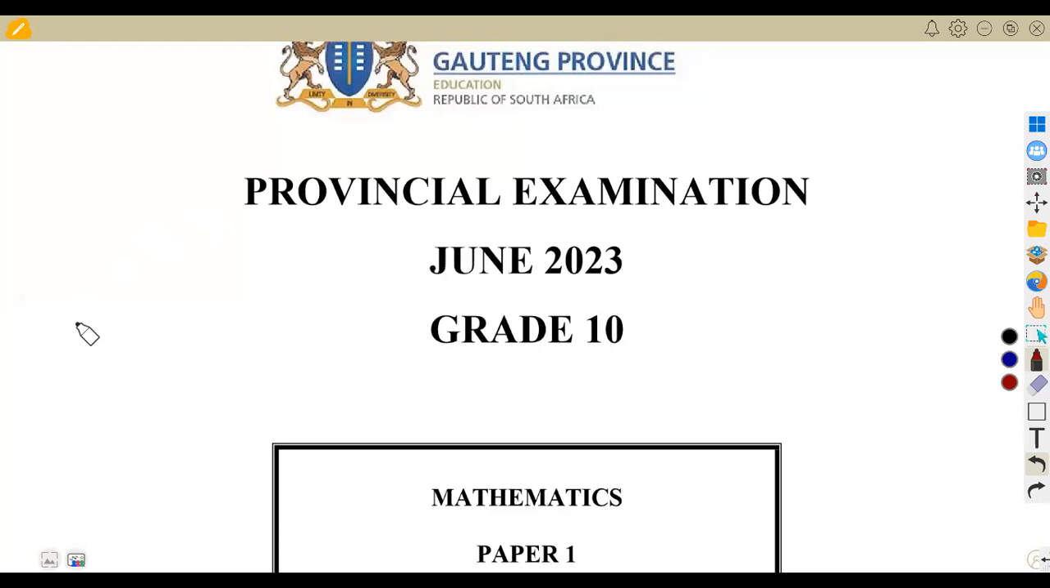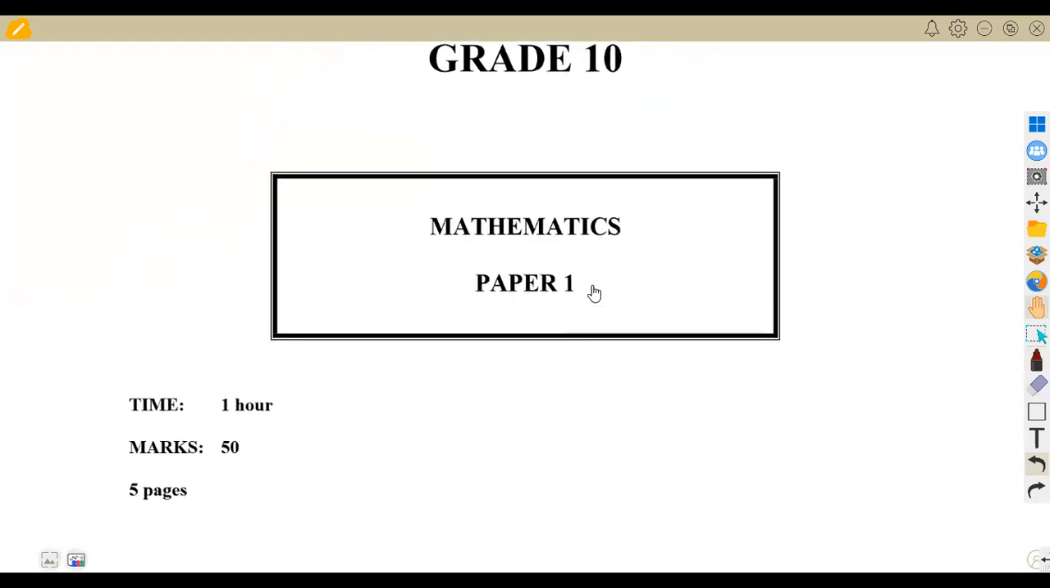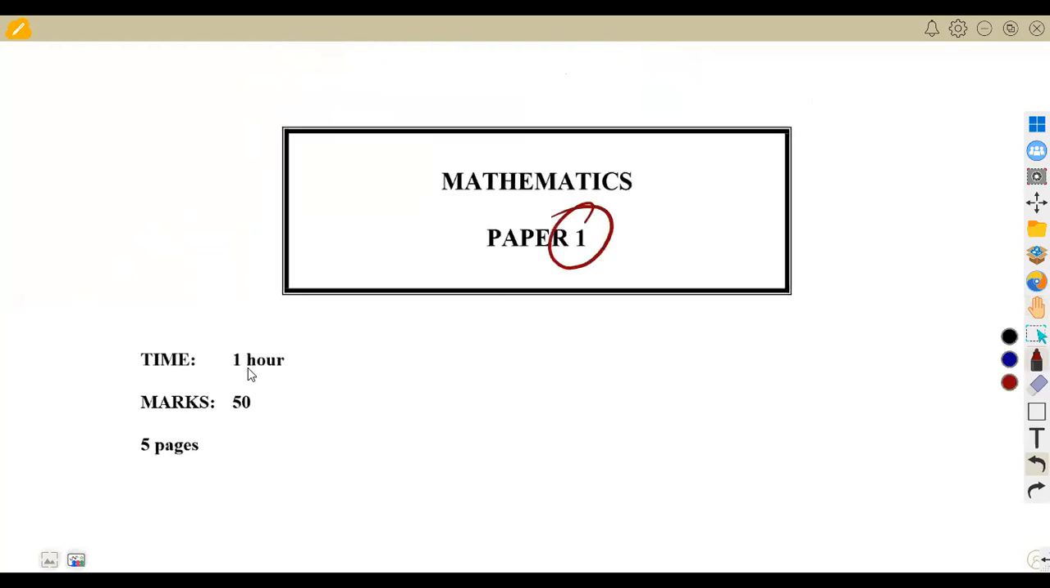So we are going to be focusing on the provincial examination of Gauteng province, which is the June 2023 exam. This is Paper 1 that we are going to have. We're going to focus on Paper 1, which is 50 marks in this case. So let us see what we are given.